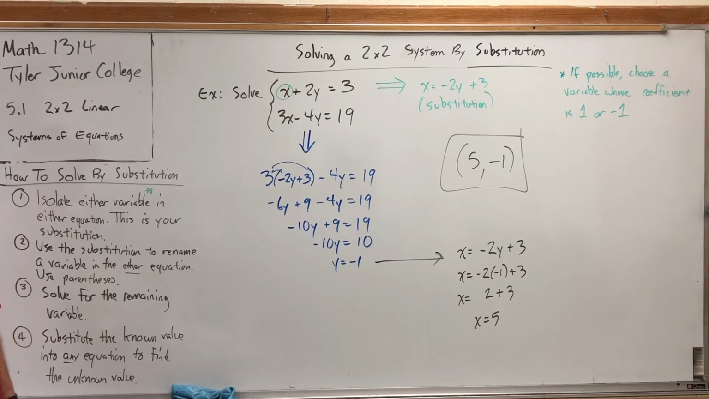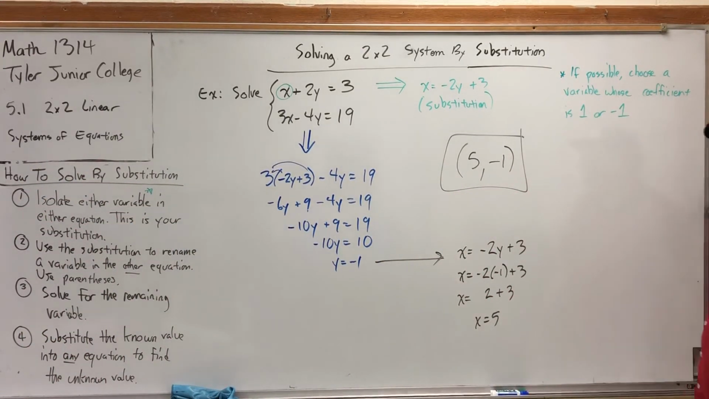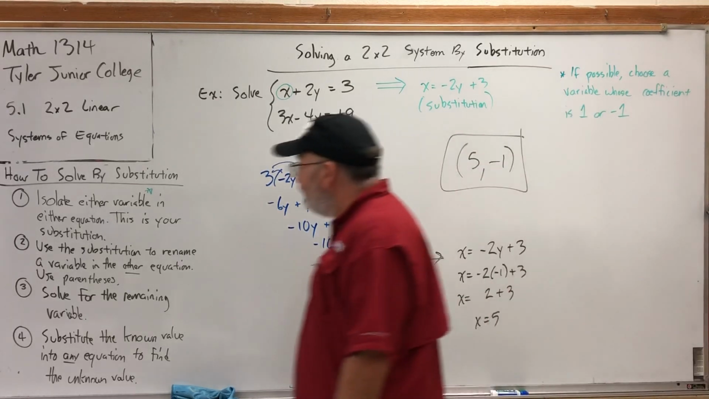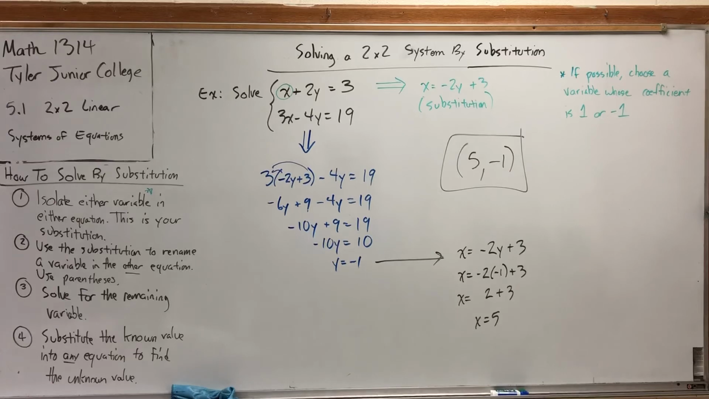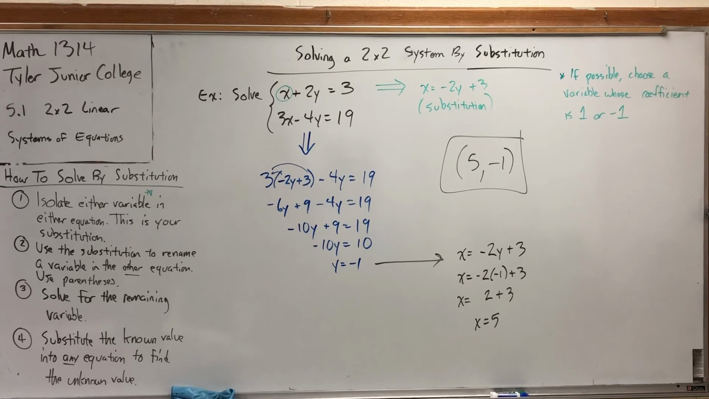And that's how you solve this 2x2 system by substitution. It's 4 straightforward steps. Isolate, create your substitution, use the substitution, solve, substitute, and solve. Of course, there's a big caveat in the asterisk. If possible, choose a variable whose coefficient is 1 or -1, which clearly raises the question, what if none of the variables have a coefficient of 1 or -1? I'll demonstrate another example in the next video where that happens to show you that the technique will work always.